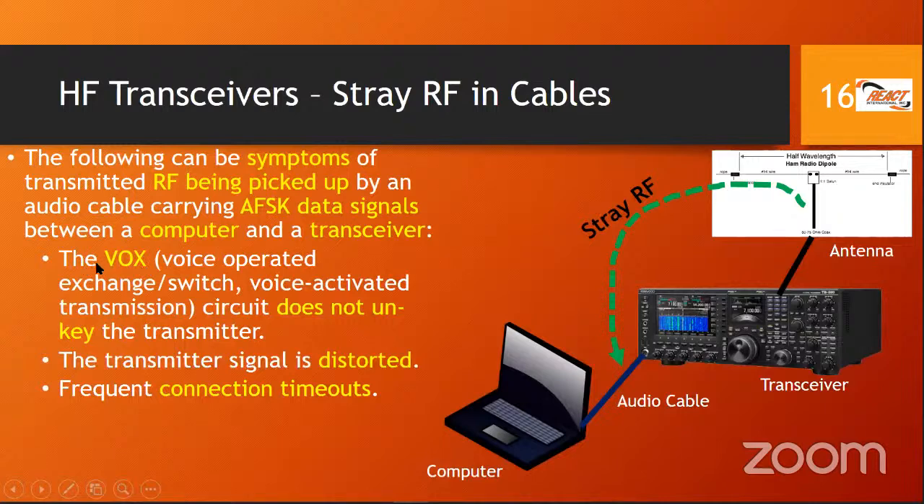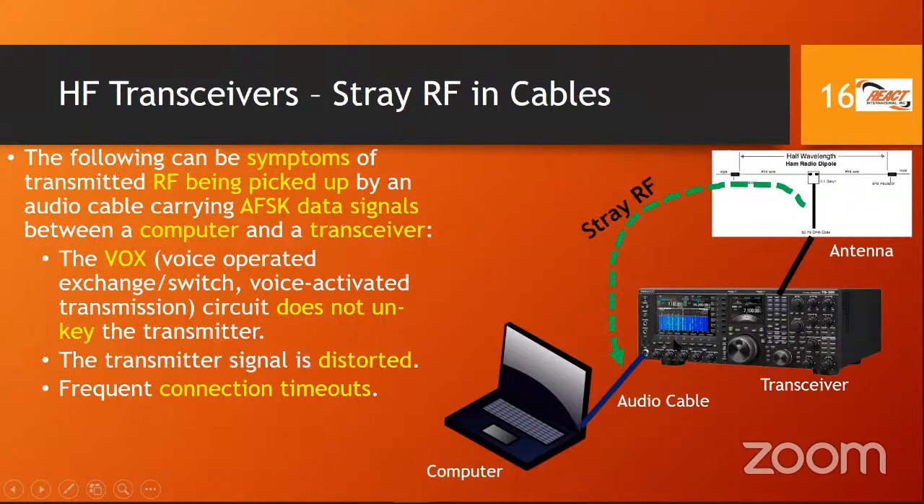The symptoms are the VOX, which is the voice-operated exchange or switch or voice-activated transmission circuit, does not unkey the transmitter. What that means, sometimes when we are using our computer to key our radio or to transmit, we're telling the computer, so you can do what you call CAT control, which is computer-aided control, that your computer actually keys the transmitter, push to talk, and transmits. Or you can tell your radio, listen for when an audio signal comes from the computer and then you transmit. That is called VOX operation. When you tell your radio, listen to when there's audio and only transmit when you hear that audio, that is called voice-activated transmission or VOX. That's a mode of operation. Some hams like it, some don't, because it's not very deterministic.